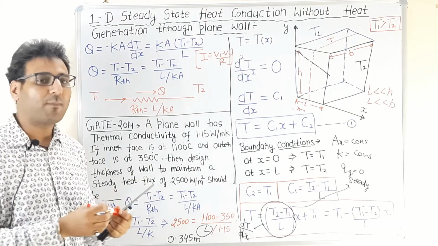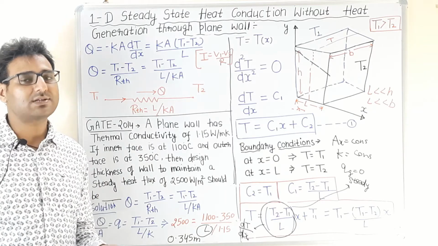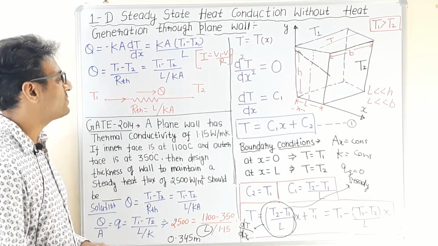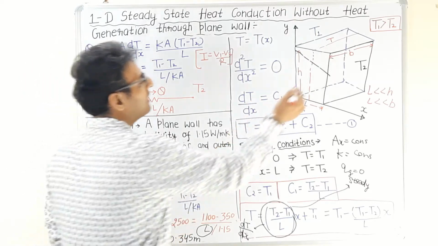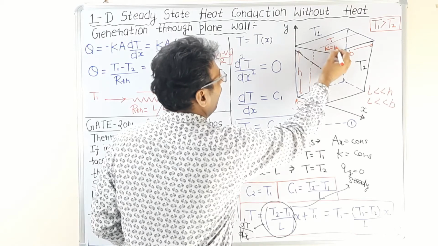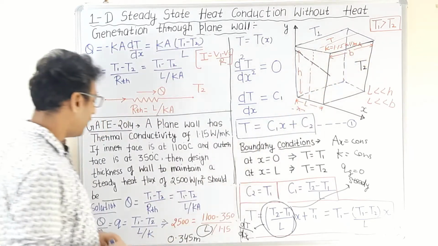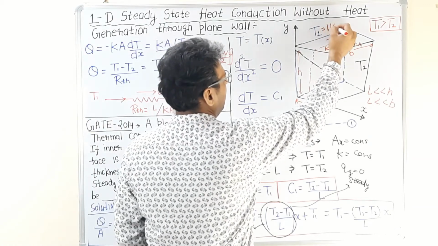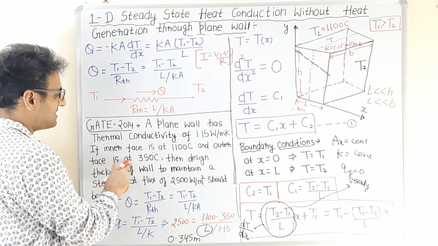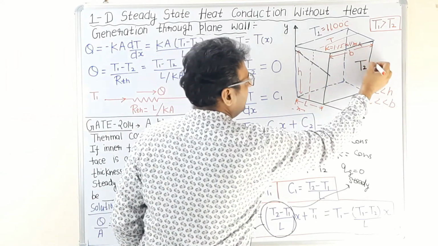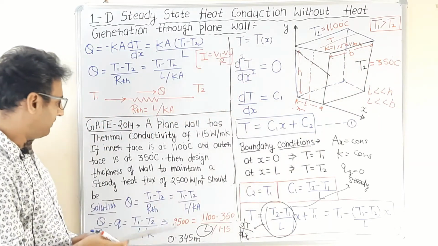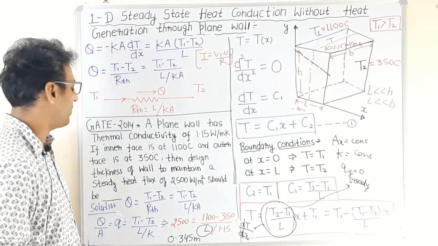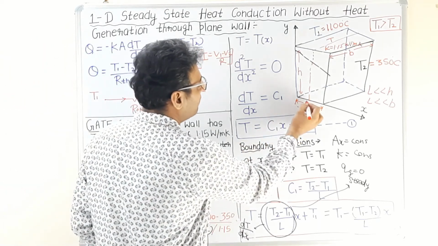Now we are going to discuss a problem from GATE 2014 based on 1D steady state heat conduction. According to the problem, a plane wall has a thermal conductivity K of 1.15 watts per meter Kelvin. Further, the inner face is at 1100 degrees centigrade, so T1 is 1100 degrees centigrade, and the outer face is at 350 degrees centigrade, so T2 is 350 degrees centigrade. Now, design the thickness of the wall to maintain a steady state heat flux of 2500 watts per meter square. We have to determine the value of the thickness of the wall, which is L.